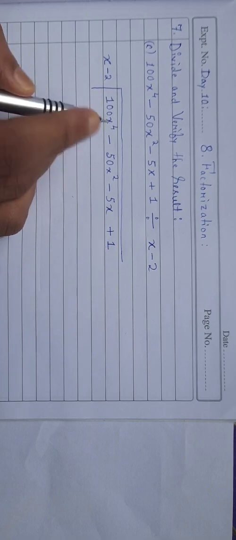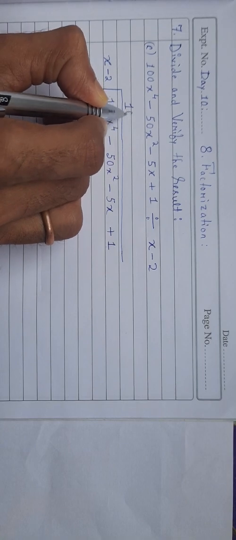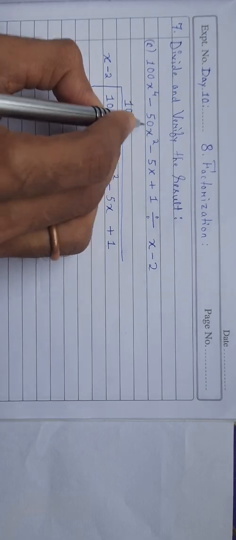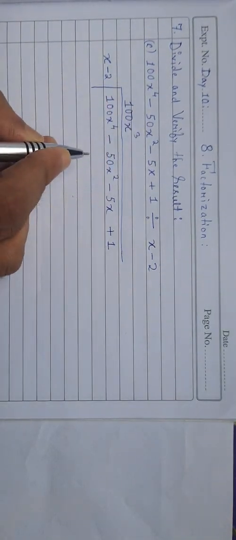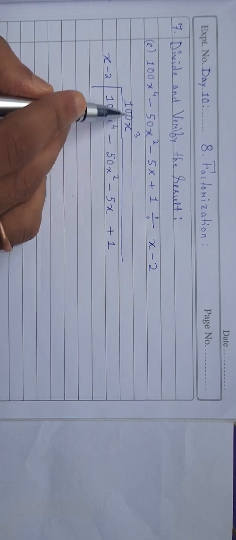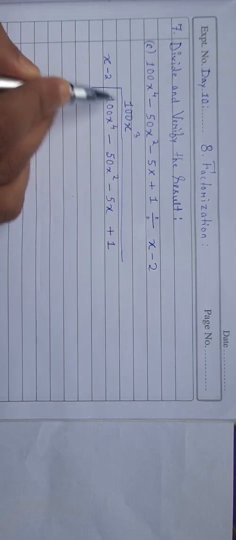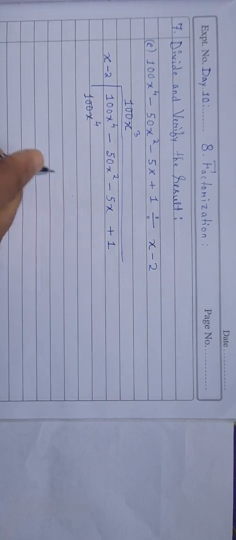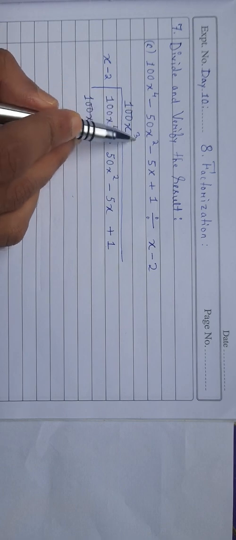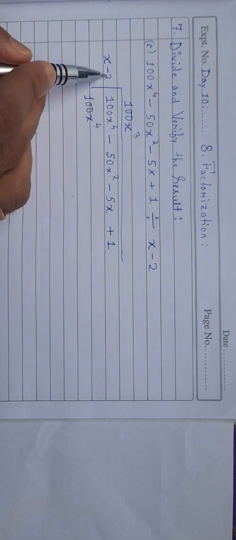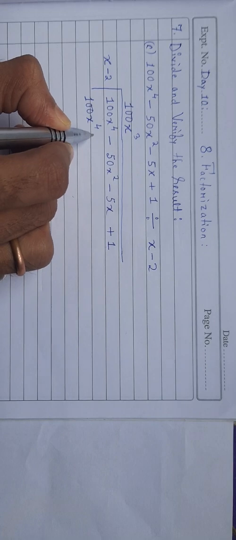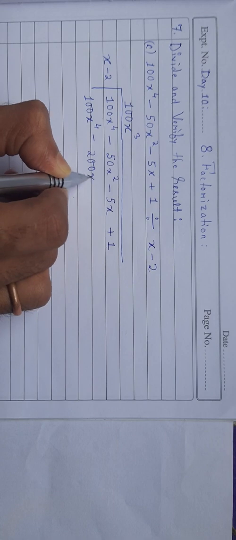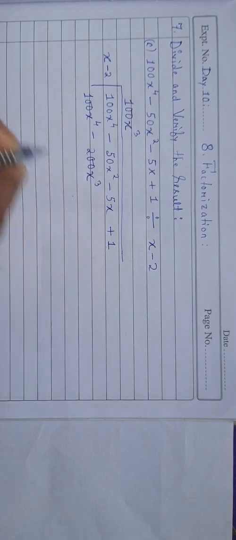So first it is 100. So I'll be multiplying x with 100. Then it is 1x and here there are 4x. So I'll be multiplying 100x cube. So 100x cube into x is 100x to the power 4. Then this 100x cube will also be multiplied with minus 2. So it is minus 200x cube.